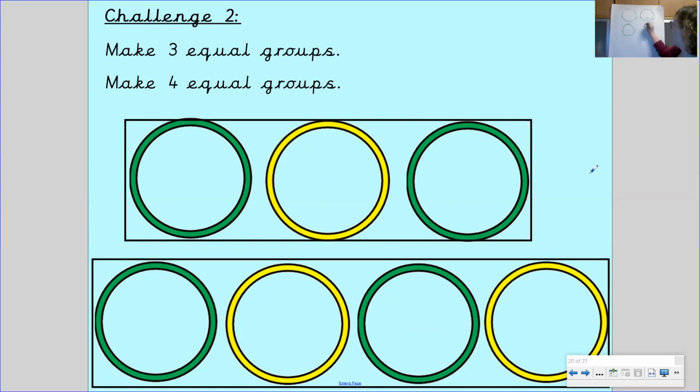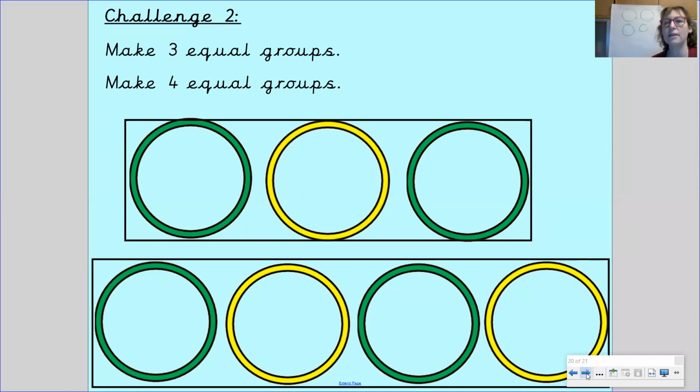And when you've done that, I'd like you to make a 4th group. My circle's smaller, but yours should be the same size. It's not a problem if they're not, because actually what we're worrying about is what's inside them. So I'd like you to make 4 equal groups. So I don't mind what you put inside them as long as it's the same in every group.